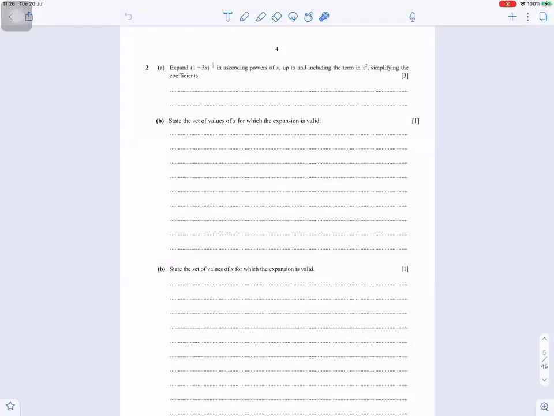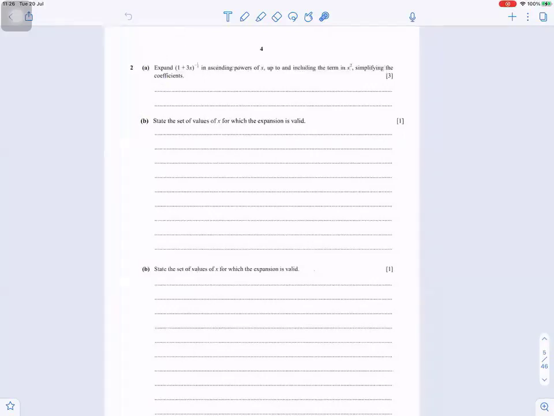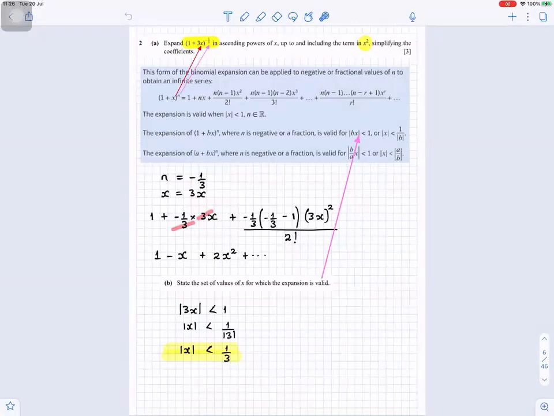Question number 2. Expand 1 plus 3x to the power minus 1 over 3 in ascending powers of x up to and including the term in x squared, simplifying the coefficients. So we've got 2a and 2b. We're going to use the binomial expansion formula, that's the formula I've circled in blue. n is minus 1 over 3. x is equal to 3x.